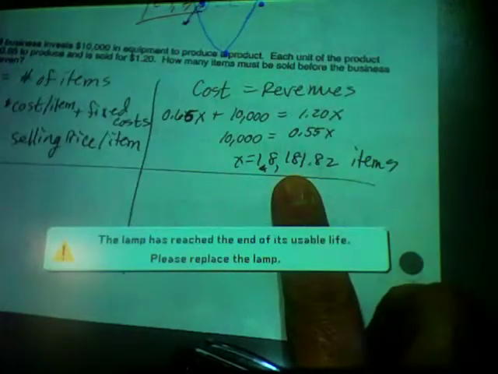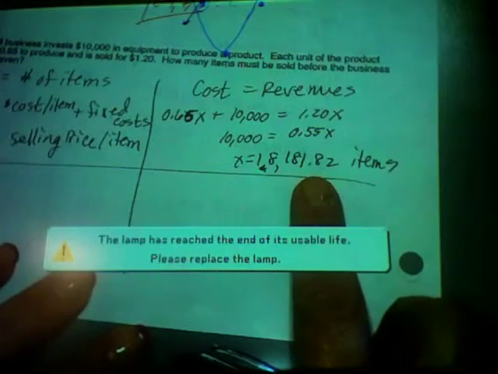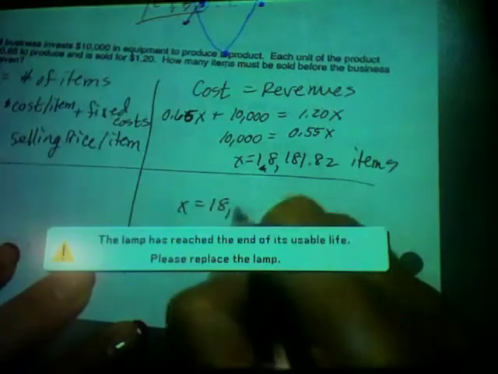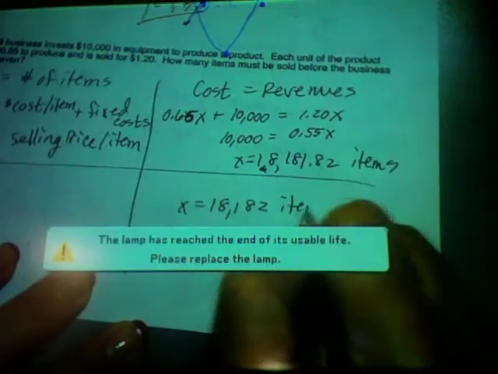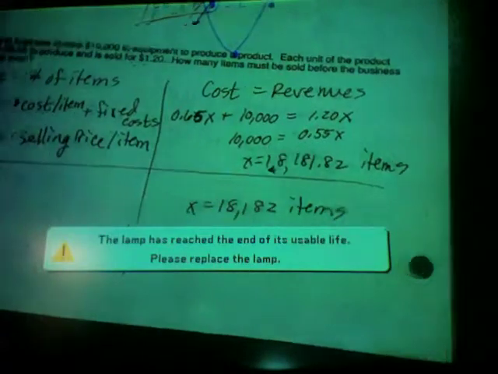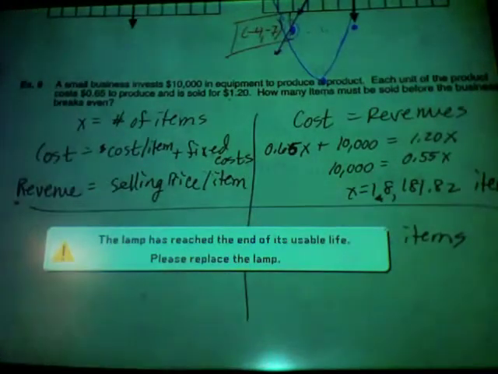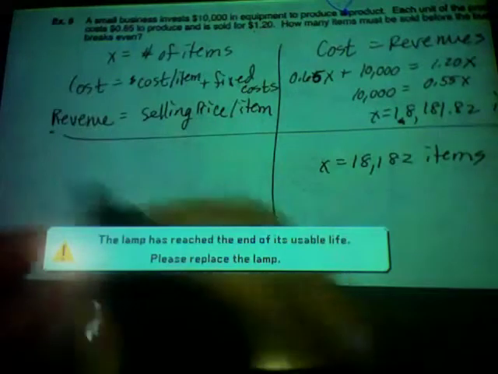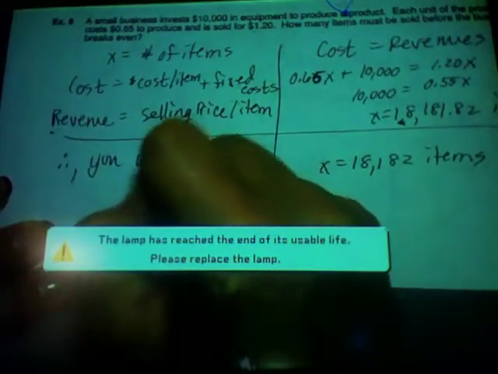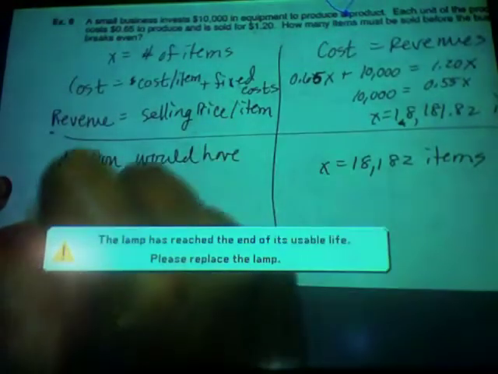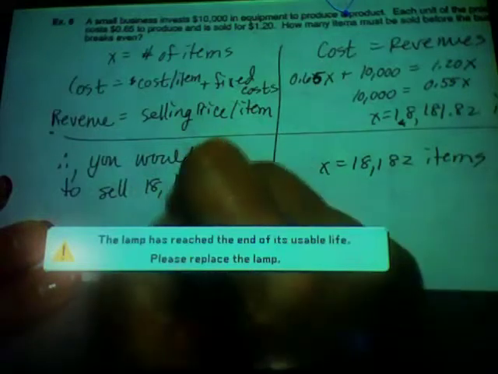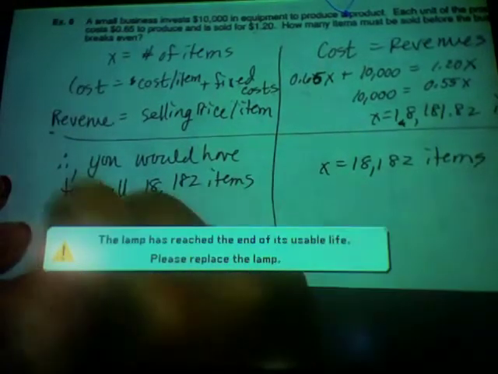No. Why? Because we're just slightly short. Don't we have to sell 18,182 items to break even? Because we can't make a partial item, right? So therefore, I wish the lamp thing would be gone. It's really annoying. Therefore, you would have to sell 18,182 items to break even.